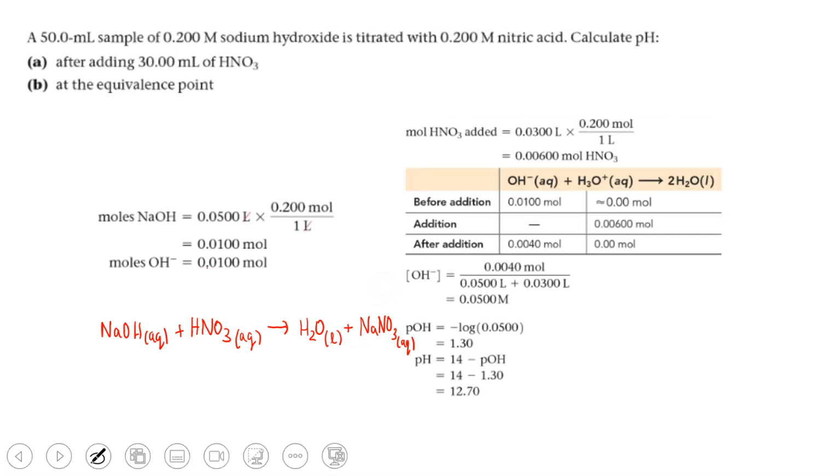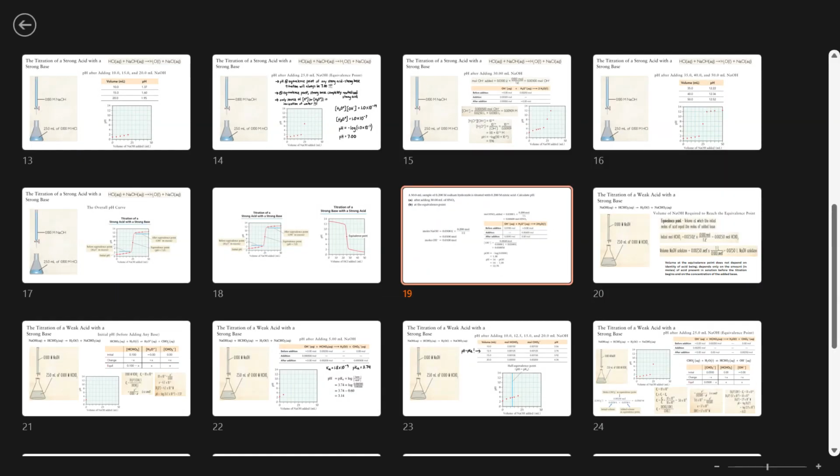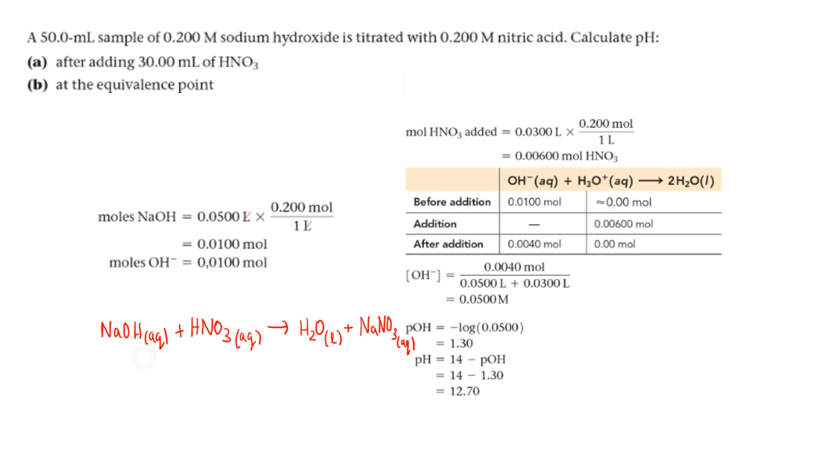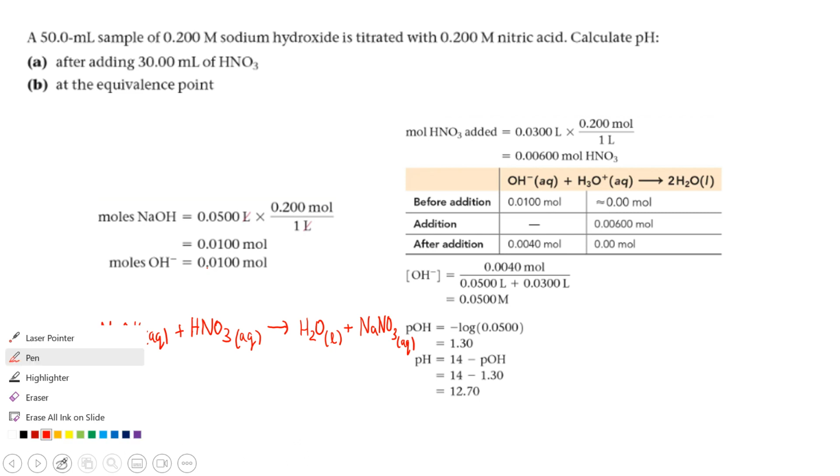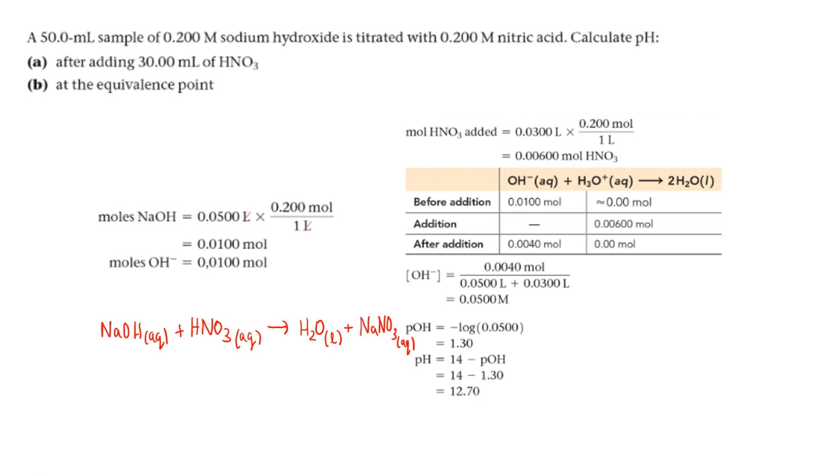Everything's 1-to-1. But the bottom line is that between base and acid, that's what we care about. It's 1-to-1. So we need as much acid to neutralize all of that. Okay? 0.0100.